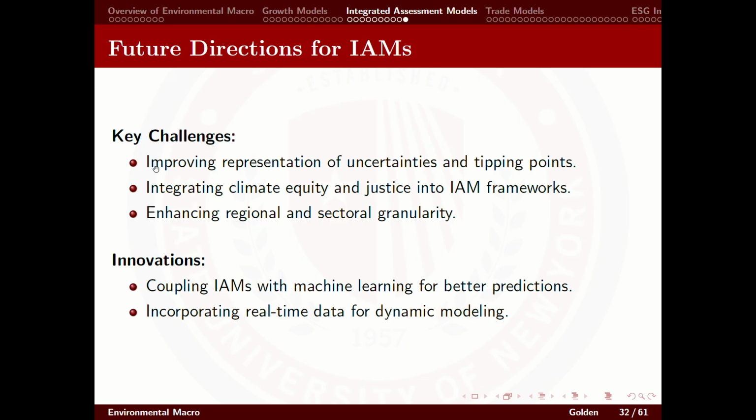And so future directions: improve representation of uncertainties and tipping points, integrate climate equity and justice in IAM frameworks, think about distributional impacts of climate change and climate policy, and enhance regional and sectoral granularity. And obviously, there are a lot of people who are working on coupling IAMs with machine learning. This is particularly big because there's a lot of deep learning that's very useful for this sort of dynamic modeling. There's a lot of simulation that makes it very difficult. They also want to incorporate more environmental data and real-time data for the dynamic modeling.